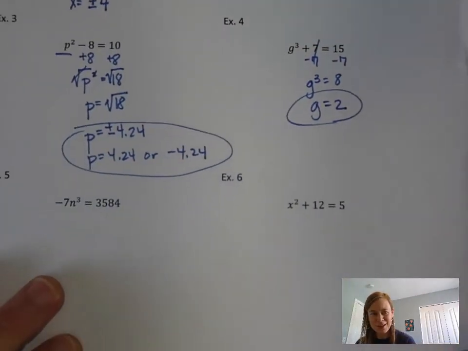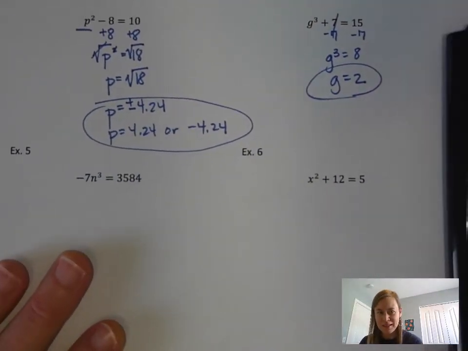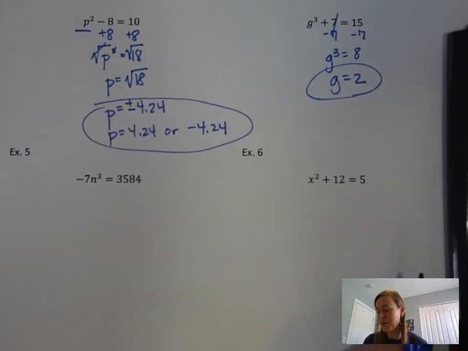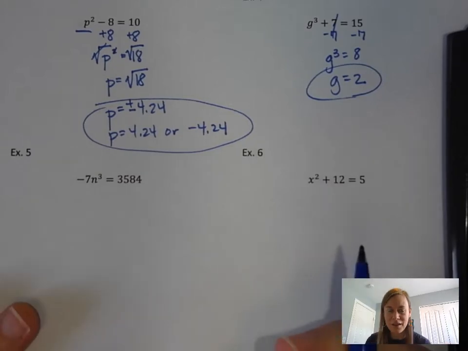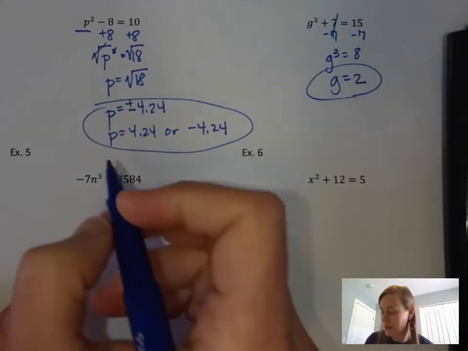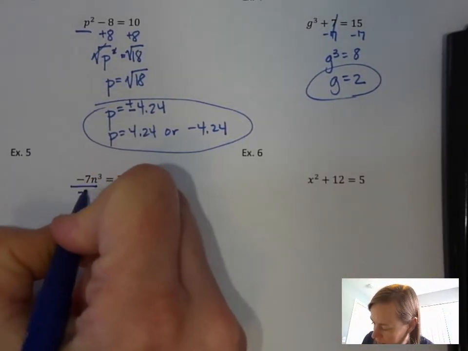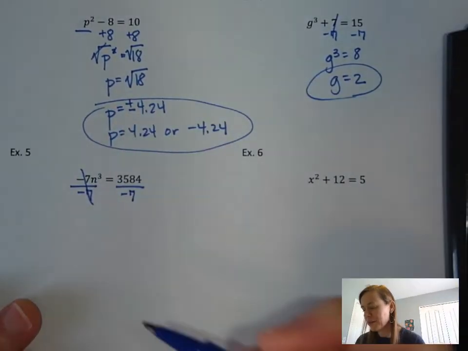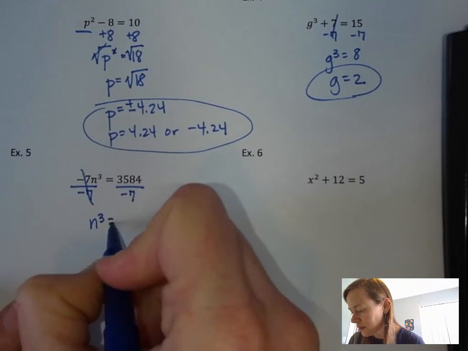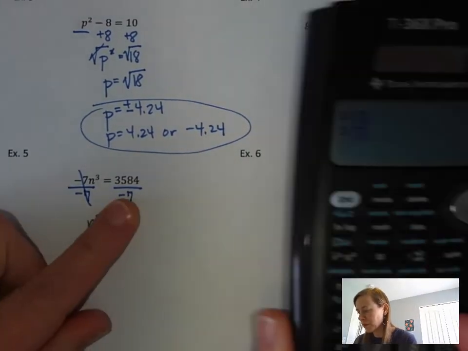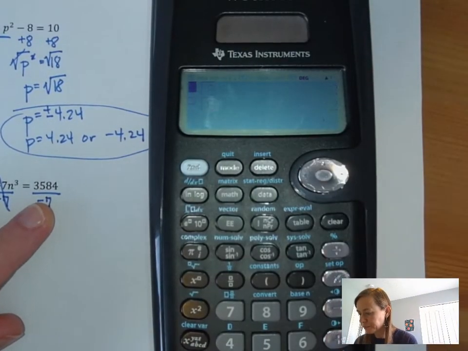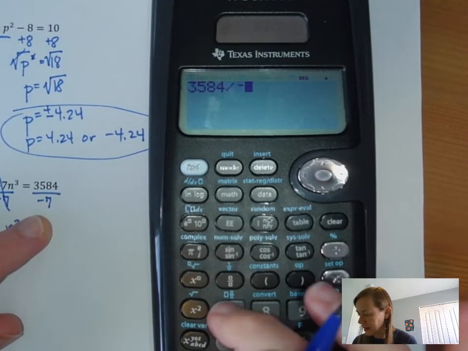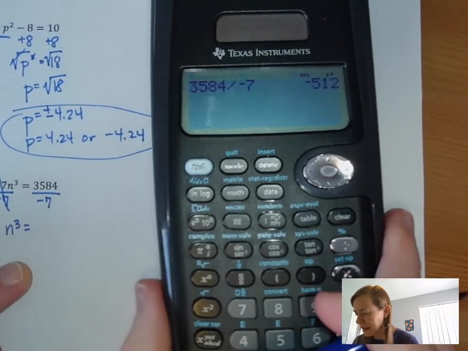Okay, we got a couple more for you, and then I'll turn you loose on that assignment. Negative 7 times n cubed equals 3,584. Well, we got to get rid of that negative 7 because we need to get the n by itself. So right now it's multiplying. Let's get rid of it by dividing. And we'll divide it on both sides. So that will cancel out, essentially turn into a 1. So n cubed is going to be equal to whatever this is. Let's find out. 3,584 divided by negative 7, negative 512.